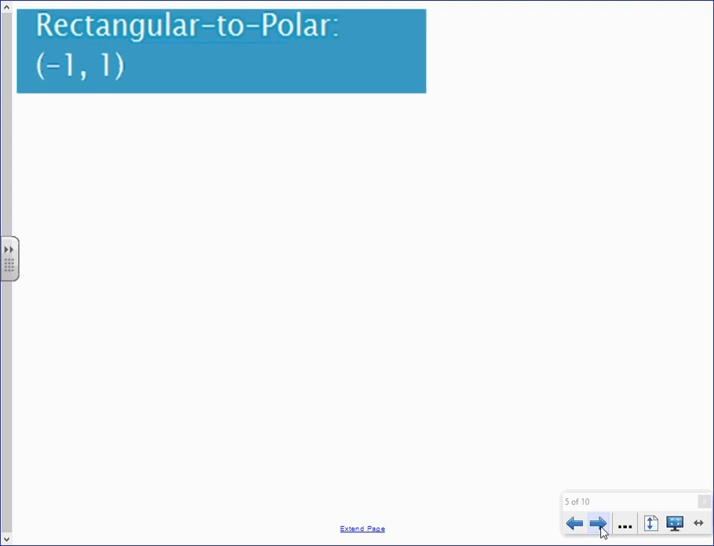This is a rectangular coordinate, negative 1, 1, and we're going to convert it to polar form. You should notice that a lot of what we do will have special numbers attached. So this negative 1, 1, some of you already have the wheels turning on why that's special. First of all, let's just keep in mind that negative 1, 1 is in the second quadrant.